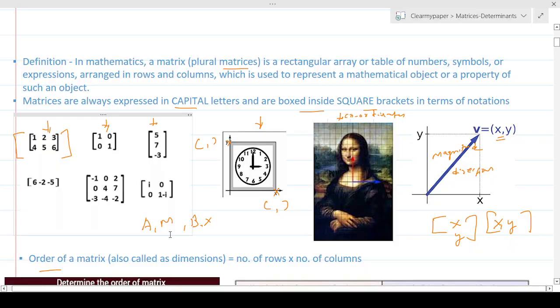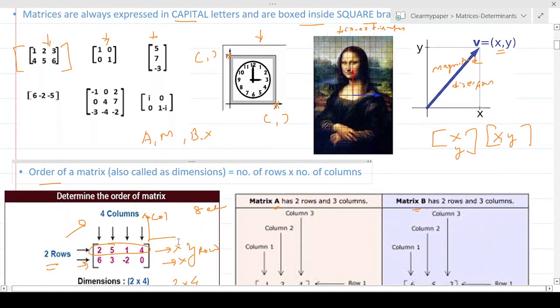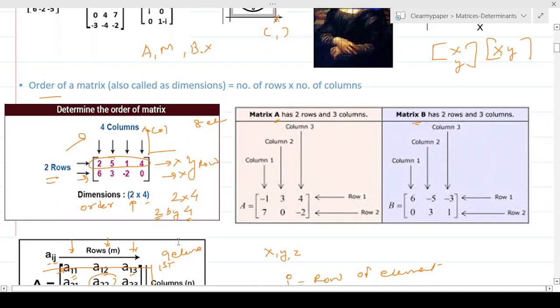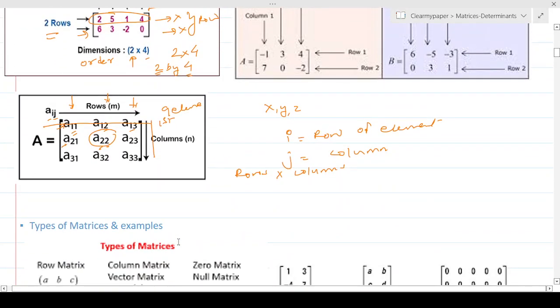So far in this episode, we understood what a matrix is all about and what the order of the matrix is. We'll wrap up on this one, and we'll go to the next byte episode on types of matrices.